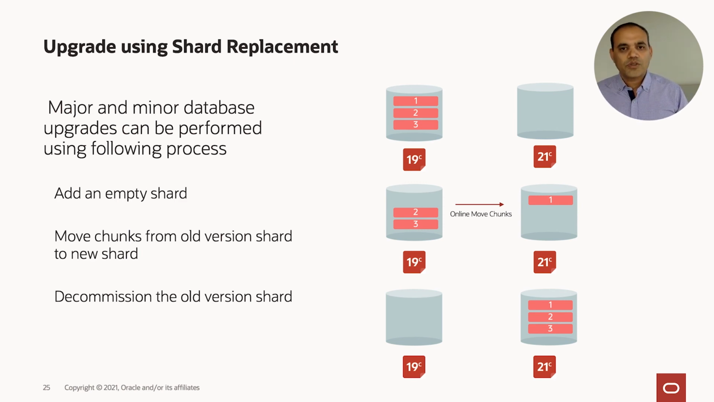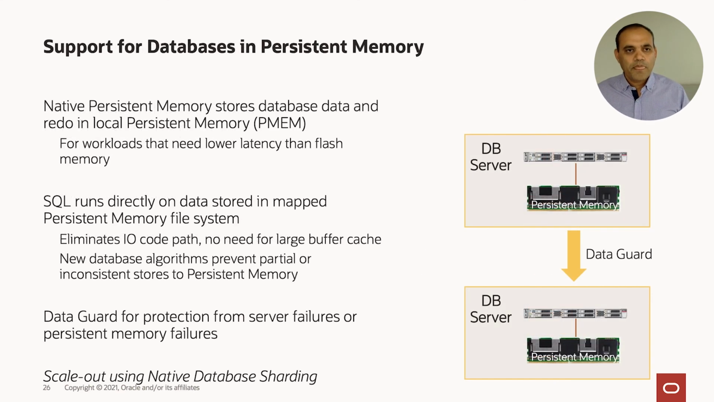Another feature we introduced based on some customer ask was being able to upgrade databases using a shard replacement technique. This applies to minor patches, release updates, as well as major updates. For example, going from 19C to 21C database, what we could do is in an existing sharded database, we can add some new shards which are of newer version 21C, and we can move chunks from the older version to the newer version. And when the old version shard is empty, we can decommission that shard, and that way all my data has migrated to 21C.